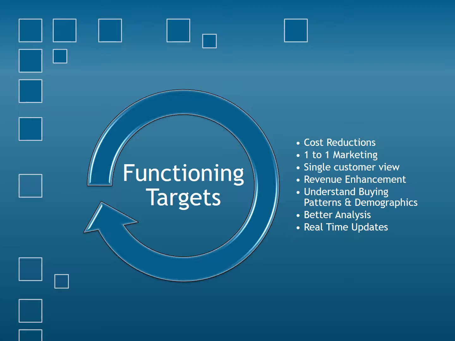Understanding buying patterns and demographics. Through a CRM system, we can track what we're doing and better understand our buyers and their patterns and the type of demographics that we should go after. Better analysis. Basically, we want to be able to find out what we are doing good and what we aren't doing good. Through a good CRM system, we can provide that. And last is real-time updates. What kind of updates are we getting through these, and are they real-time? We want to make sure that our CRM system is doing that.